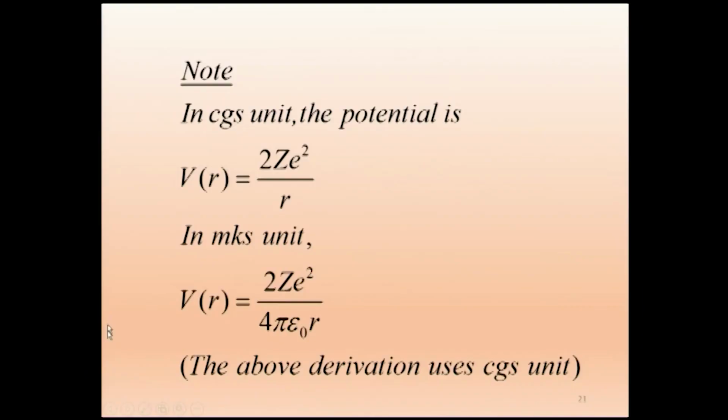Now, here we have been saying that Gamow derived this in CGS unit. Therefore, to follow the original work, we are writing the potential in CGS unit. In CGS unit, the potential is V of r equal to 2 Z squared by r in the case of alpha. In MKS unit, you will get V of r equal to 2 Z squared by 4 pi epsilon 0 r. So, this 4 pi epsilon 0 has to be included. Once you include that in the equation, we will be able to get the decay constant in the MKS unit. The above derivation uses CGS unit.